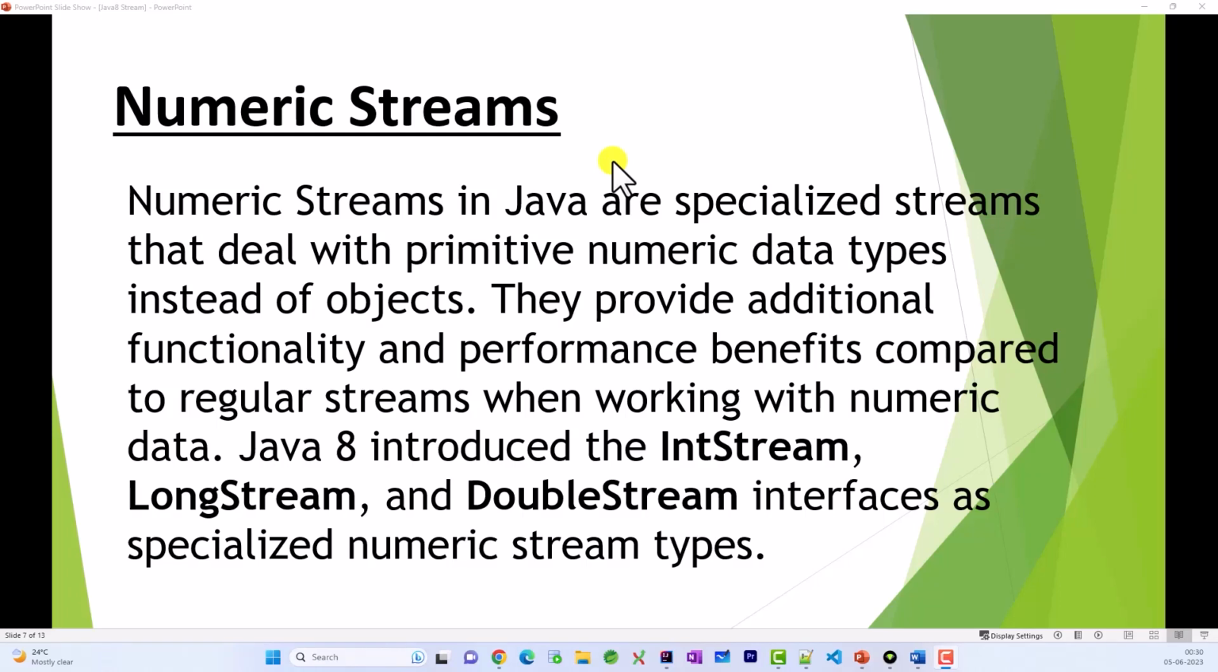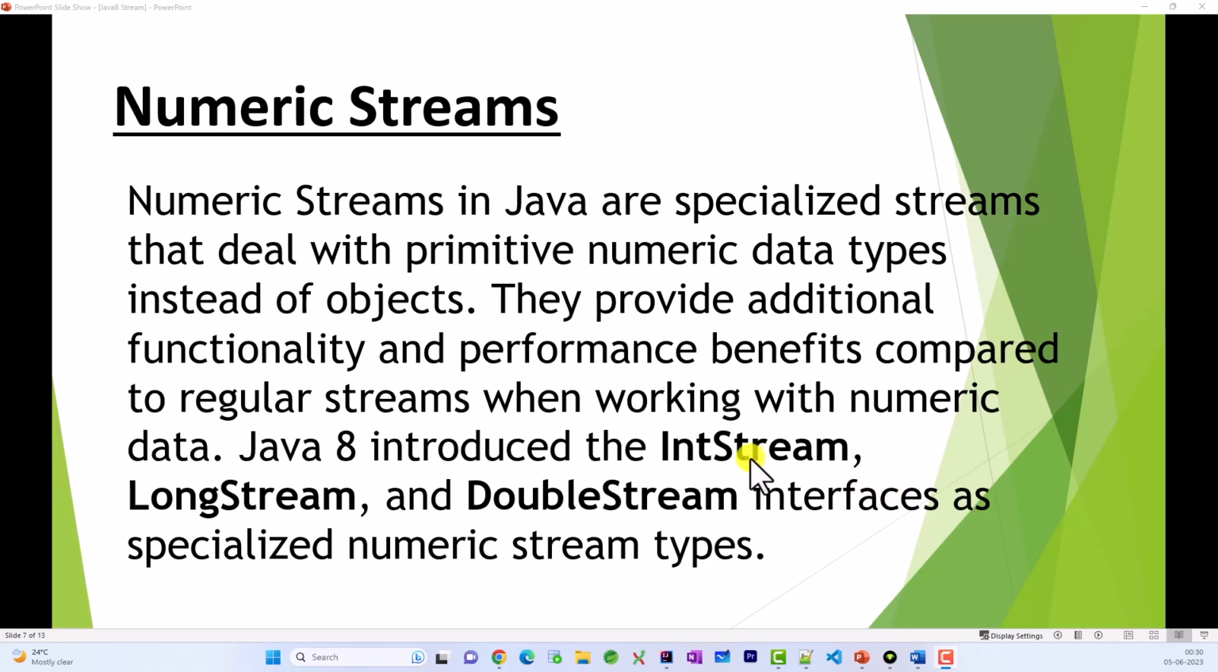Let's discuss numeric streams. Now, as the name suggests, they are useful when we have to process primitive numeric data types. When we have to process primitive numeric data types instead of objects, then it's better to go with numeric streams. And this data could be integer, long type or double type.